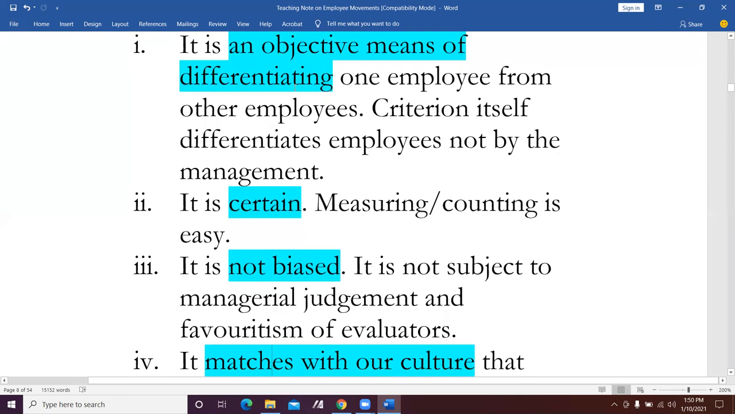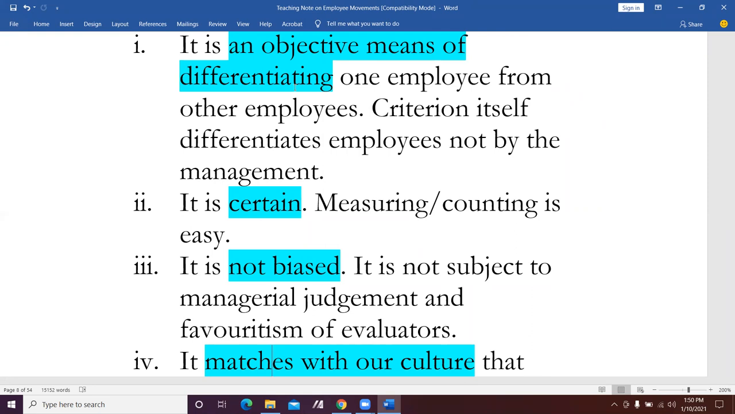Then it is certain, measuring and counting is easy. We don't use several criteria in order to calculate the seniority. Also, it is not biased. Seniority doesn't depend on the favors or biases or values of the decision makers who are supposed to calculate that seniority. So therefore, it is not biased.